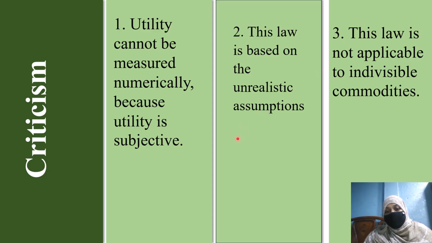Then, as I said, it's an unrealistic assumption. Money is constant. Human hassle. A person cannot eat everything at a time, so he's not going to buy at a time. So this is based on unrealistic assumptions. The law is not applicable to indivisible commodities. Indivisible commodities, in the sense, big or large commodities cannot be used in this law.